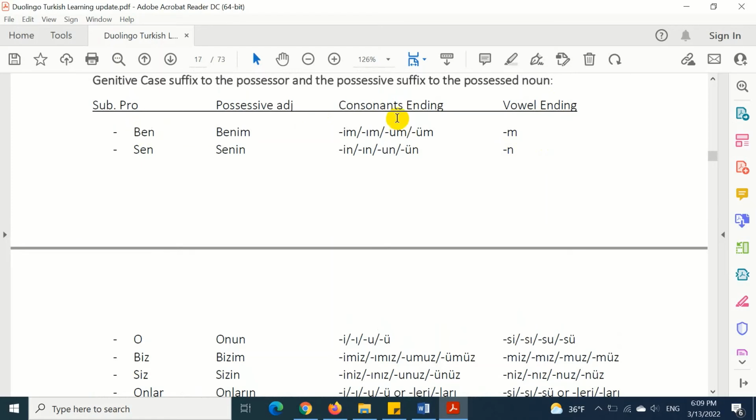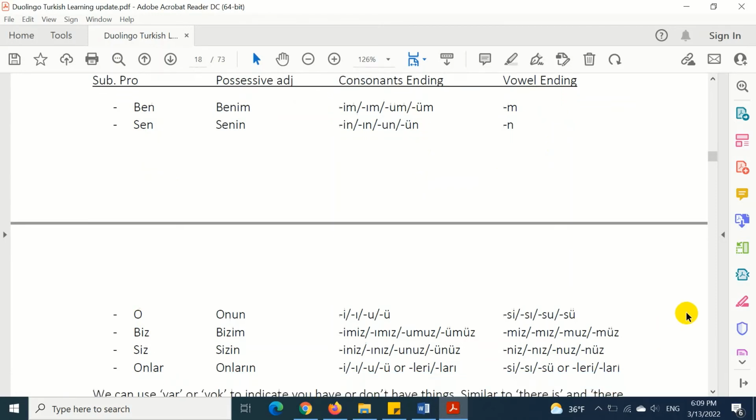If the subject is ben, M. If the subject is sen, N. If the subject is o, here again, S. Well, these letters are also added considering the 4-way vowel harmony. You should know them. But if it ends in a consonant, you can add these 4 letters.